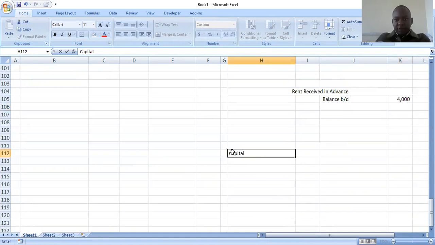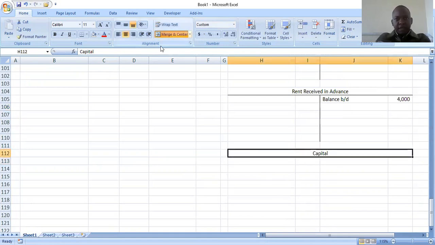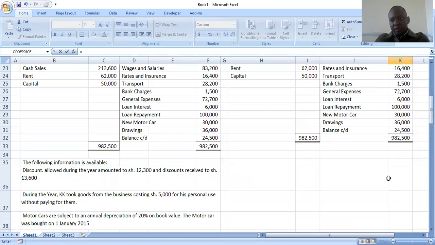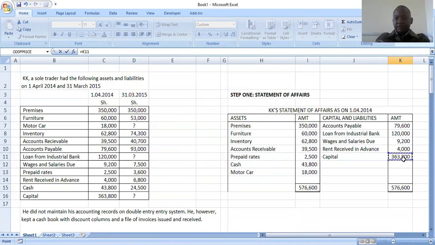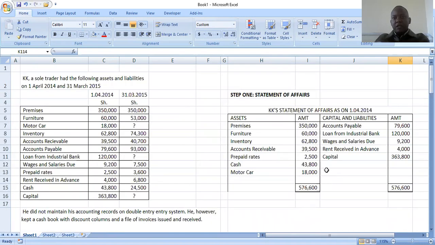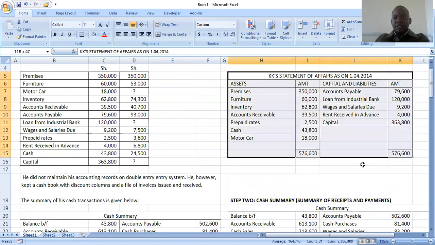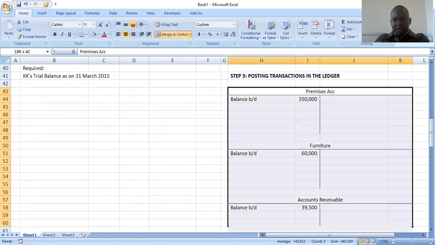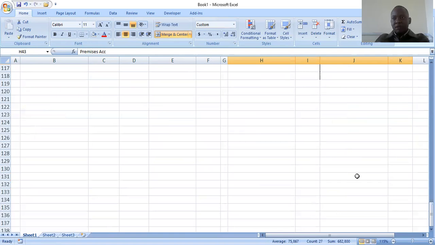And then the other item we have is capital, so you have its opening balance. Capital always has a credit balance. So at the beginning, its balance brought down shall be on the credit side, and the capital is 363,800. So that is the opening balances, and the opening balances are extracted from the statement of affairs in step 1.